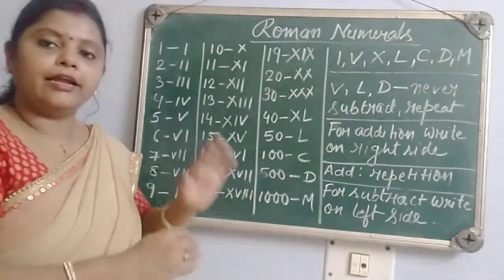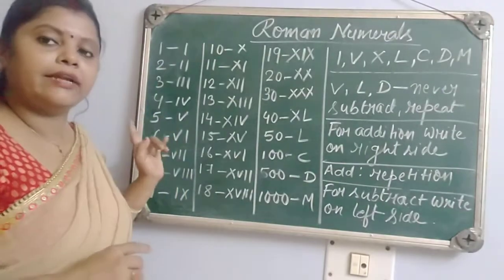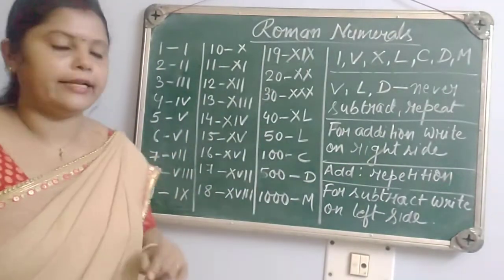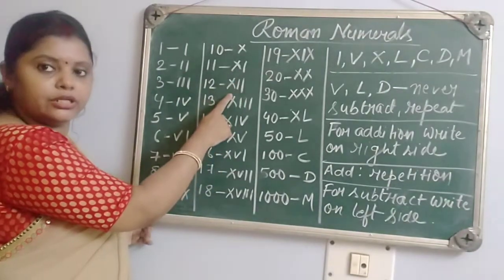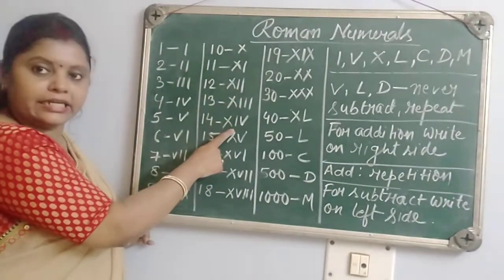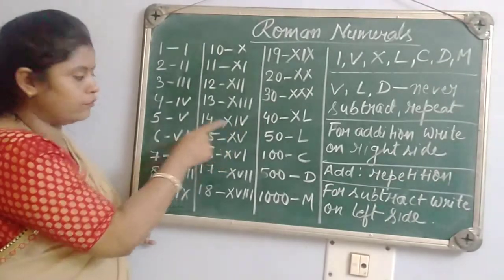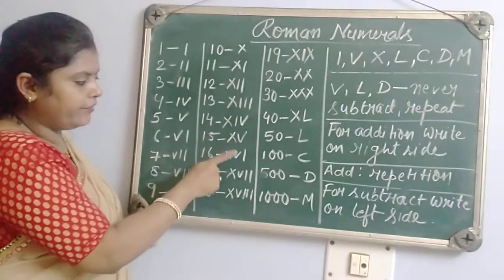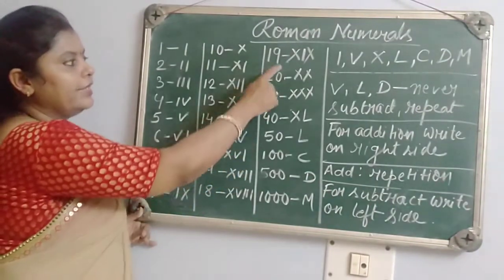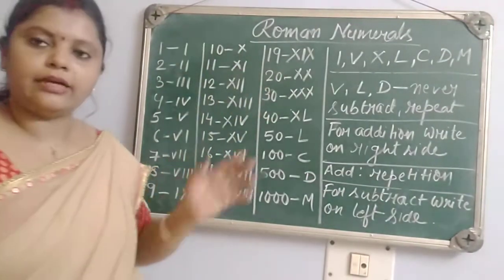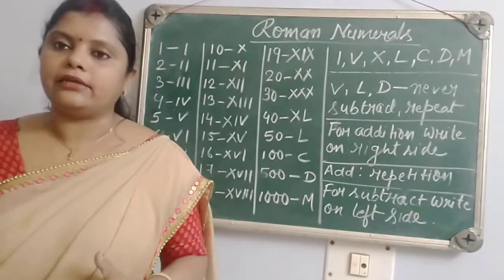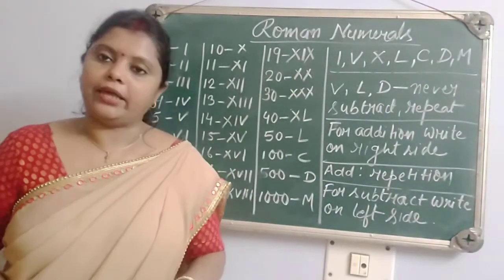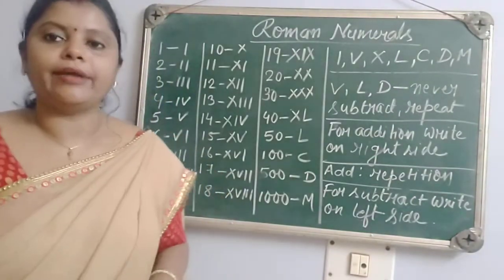It will be added. Always remember, if you are writing on the left side, we are subtracting, and if you are writing on the right side, we are adding. So 11, similarly 12, 13, 14, 10 and 4. 4 symbol already we know, IV. 14, 15, 16, 17, 18, 19, 20. No issue. Like that only. 20 means 10 plus 10. So 2 times 10. That is why I have written here 2 times X. So it will become 20.